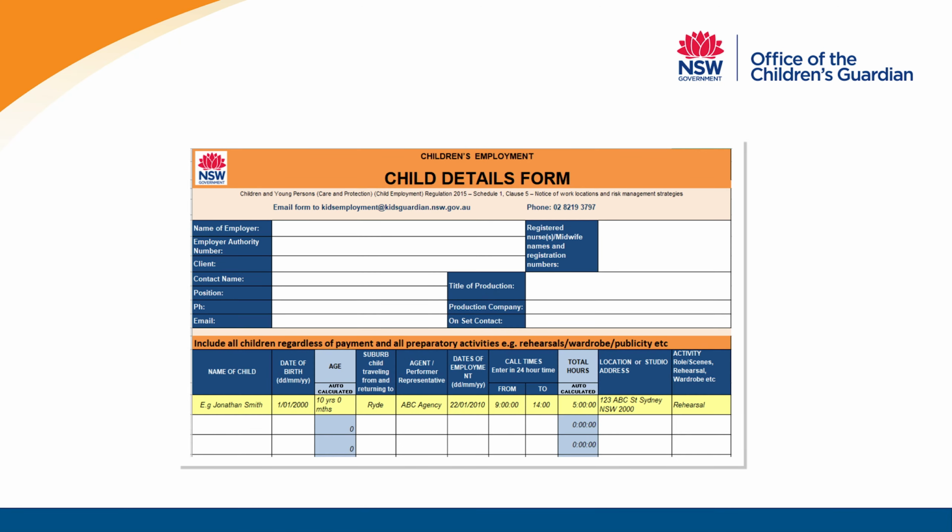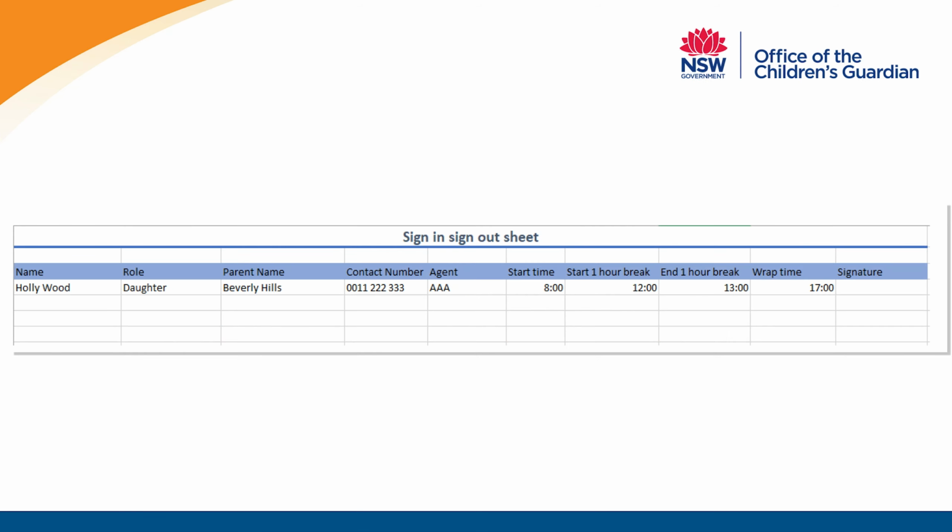The fourth step is record keeping. When you've confirmed the children cast for the production, you will need to complete a child details form and send it to us 48 hours before any children are required to start work. This includes rehearsals. Follow up with a call sheet or confirm any changes before the child starts work. Have a sign-in and out sheet or another method of accurately recording start, finish and break times for each child.